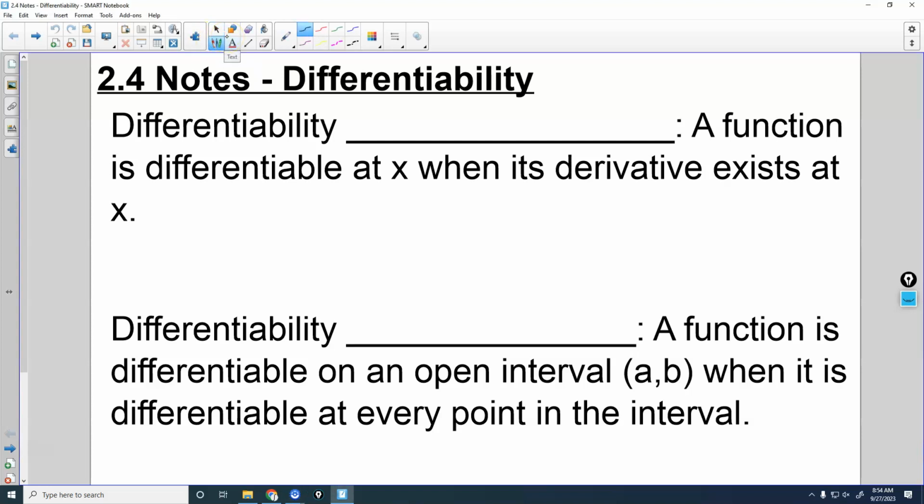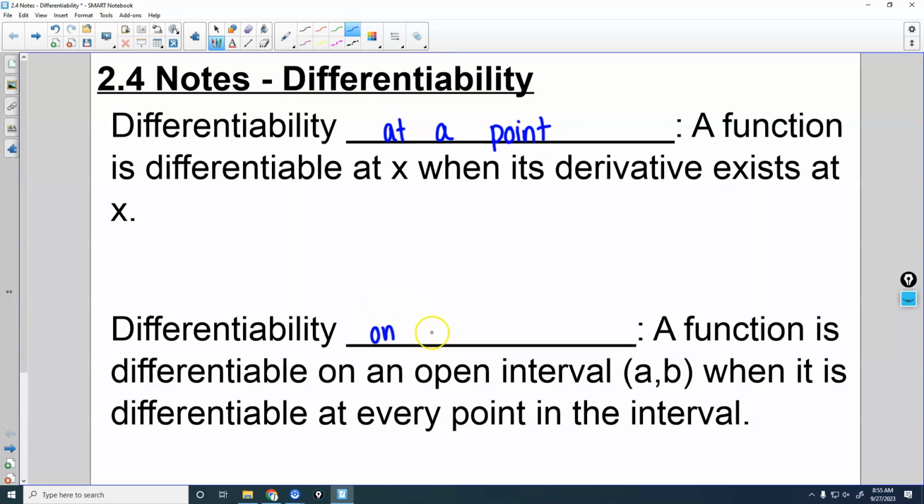Differentiability, we're going to talk about two different types of differentiability. We're going to talk about being differentiable at a point and differentiable over an interval. So the first blank here is going to be differentiability at a point. A function is differentiable at x when its derivative exists at x. Okay, so if you can find the derivative at x, then it is differentiable at that point.